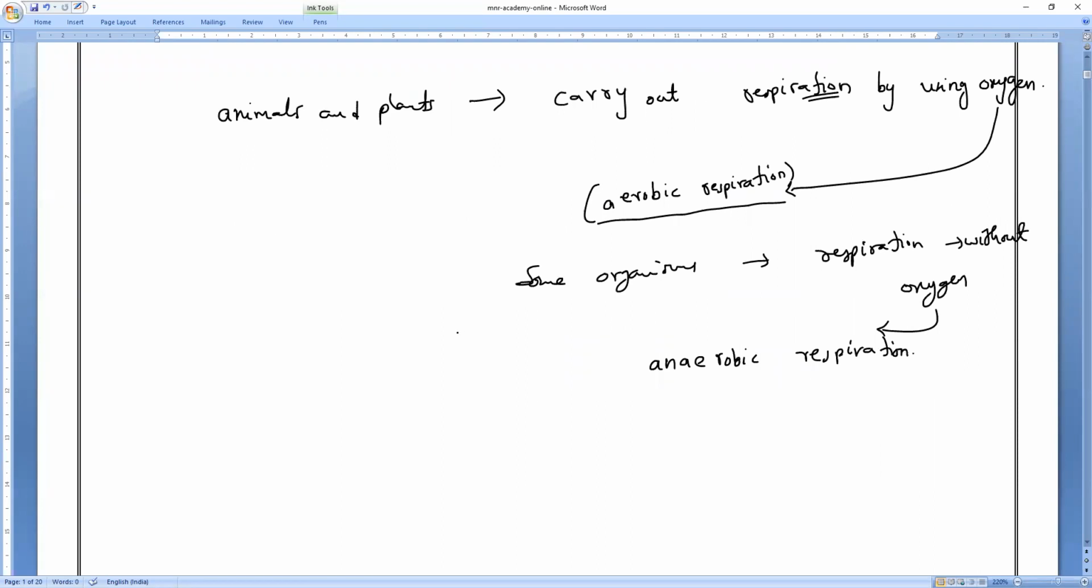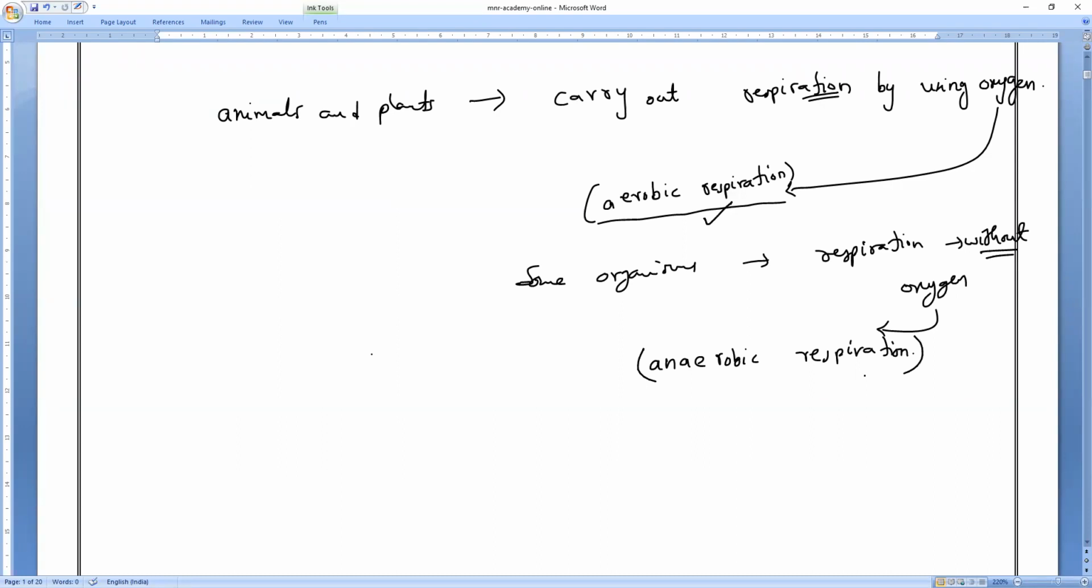Please kindly join with the answers, everybody, regularly. I don't need to say it every time. So remember, respiration using oxygen is aerobic respiration. Respiration without oxygen is anaerobic respiration.